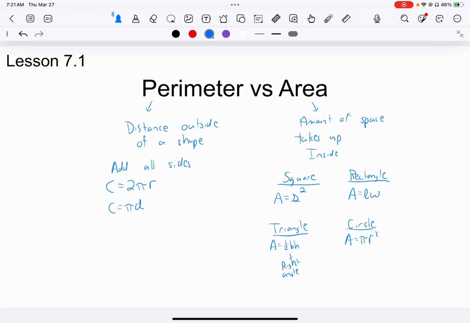The formula for the area of a circle is pi r squared. And the last one is the formula for the area of a trapezoid, which is going to be 1/2 base 1 plus base 2 times the height. And same thing, the bases and the height have to form a right angle.